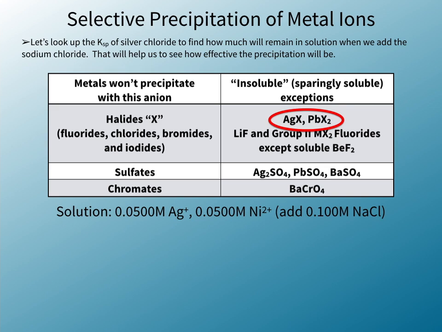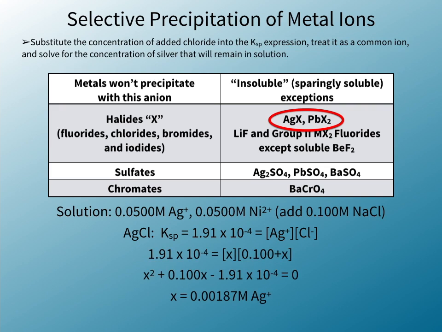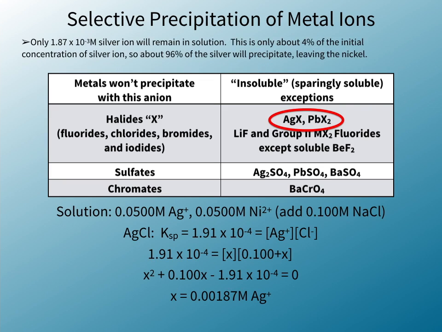Let's look up the Ksp of silver chloride to find how much will remain in solution when we add the sodium chloride. That will help us to see how effective the precipitation will be. Substitute the concentration of added chloride into the Ksp expression, treat it as a common ion, and solve for the concentration of silver that will remain in solution. Only 1.87 times 10 to the negative third molar silver ion will remain in solution.